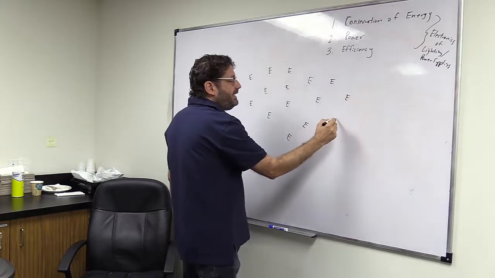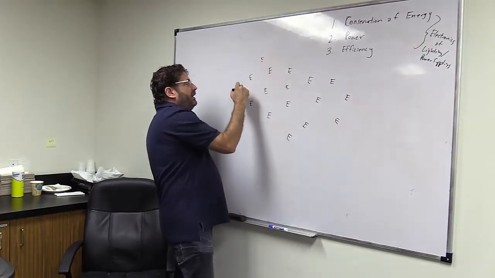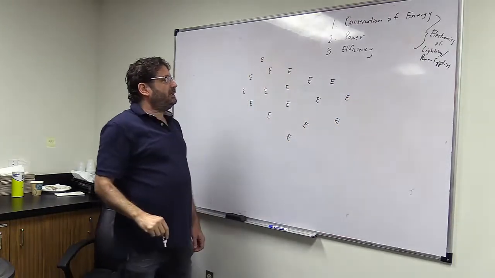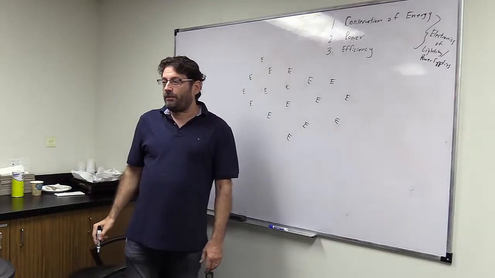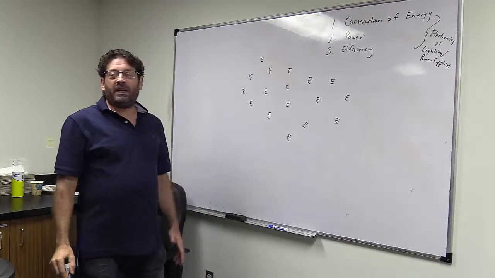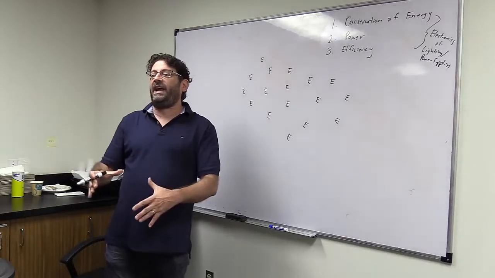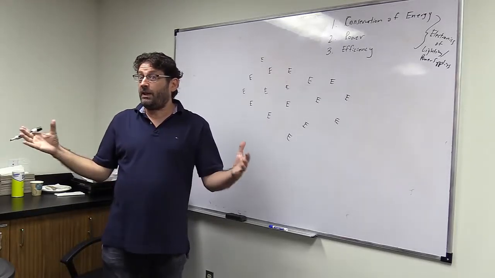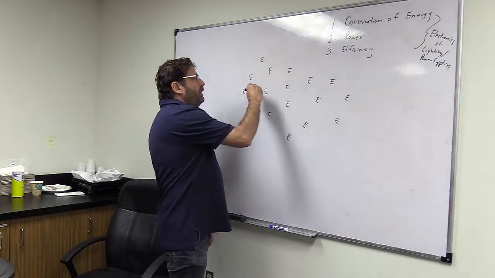I'm going to write these little E's to indicate little packets of energy that are everywhere. The concept here is that we can take a subset of the universe, let's say this room, for example, and we can draw a line around it.